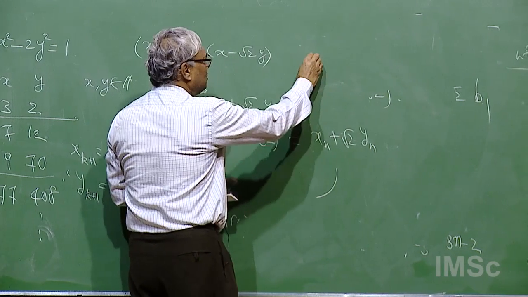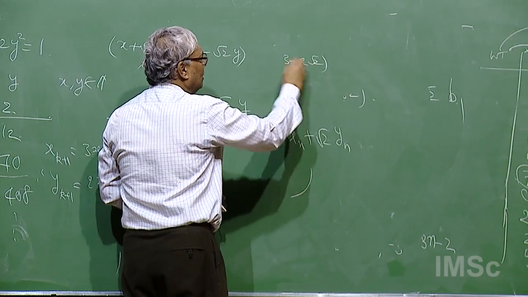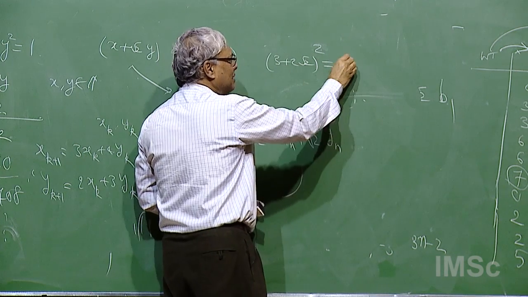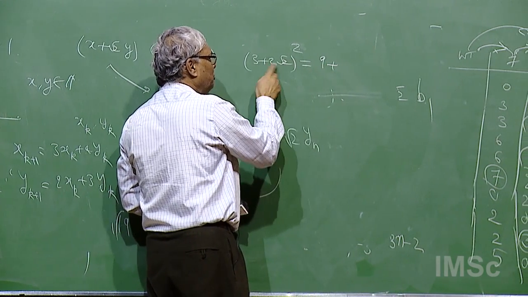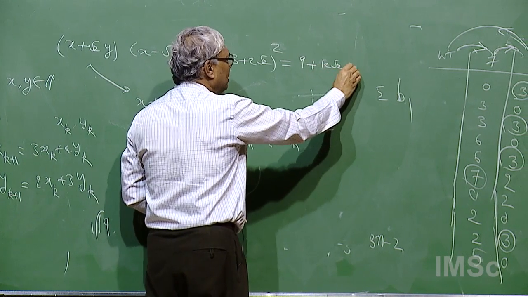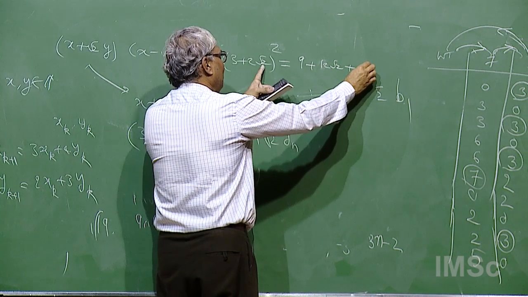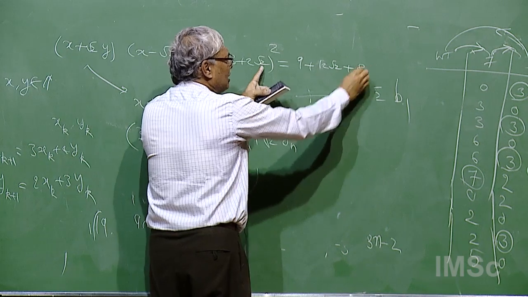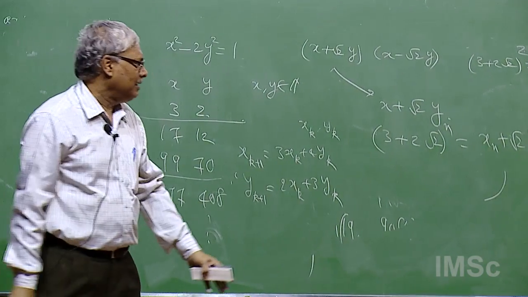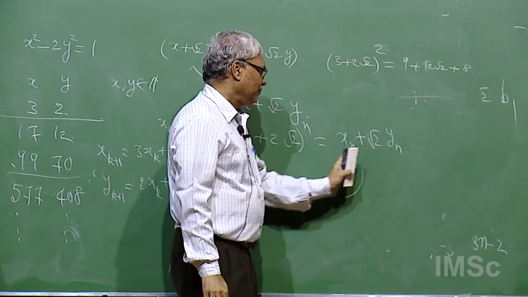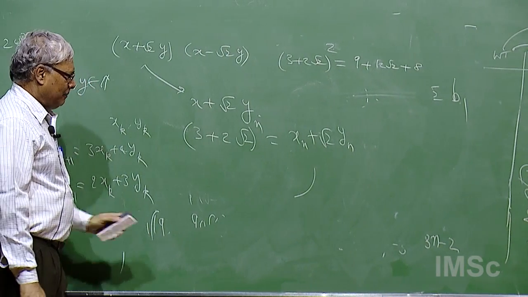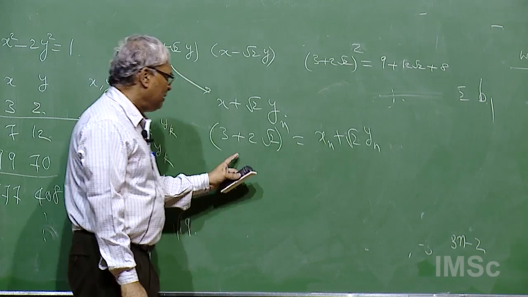Well, let me give an example here. So if you have 3 plus 2 root 2 and square it, the first term is the integer 3 squared. The 2ab term has root 2, and the second term will have root 2 whole squared, so that will be 8. So you can combine integers and have xn, and the term containing root 2 will be there.